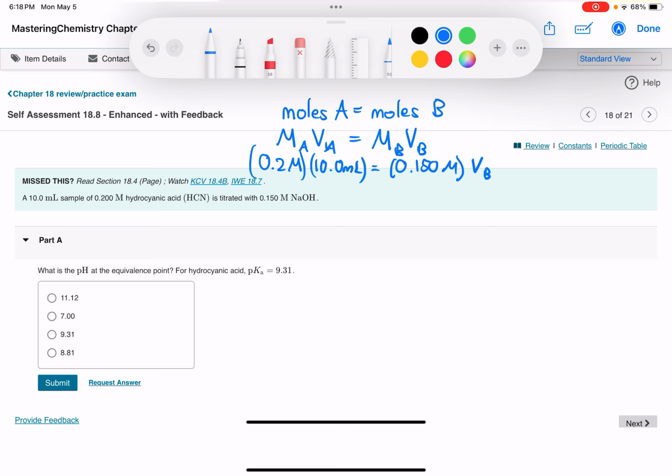Okay, so solving this one, I get that the volume of the base is 13.33 mL.